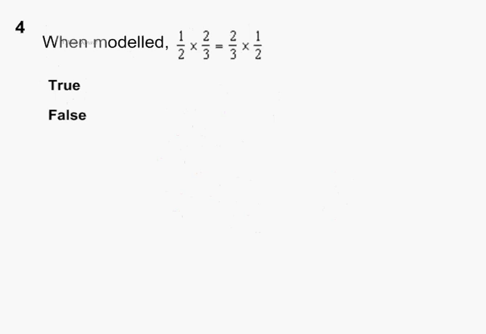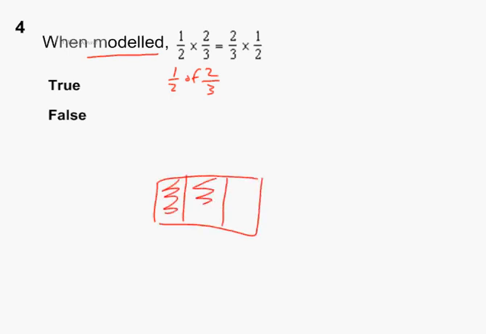Question 4 says, when modeled, 1/2 times 2/3 is equal to 2/3 times 1/2. When modeled, now that's the key part, when modeled. Are they the same thing? So for this particular one, 1/2 times 2/3 is 1/2 of 2/3. So when I look at that, I'm going to draw 2/3, and I'm going to take half of it. That's the picture for that.